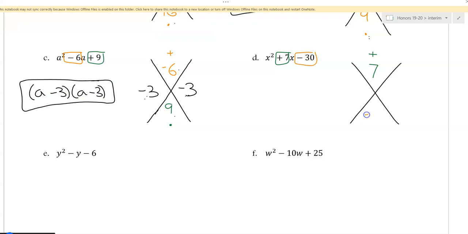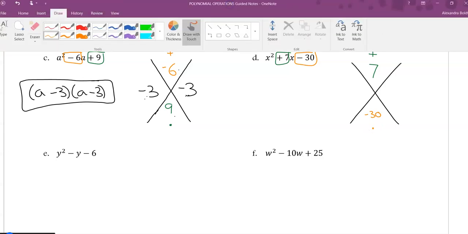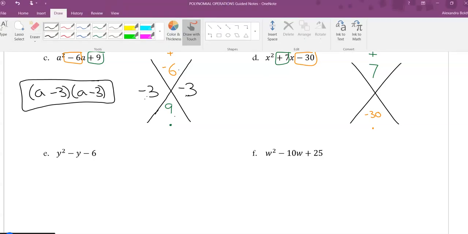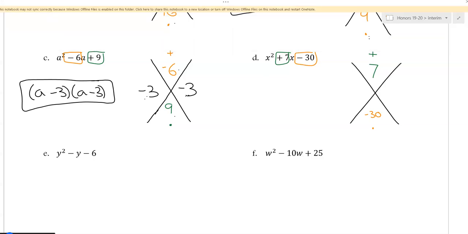If I play around with positives and negatives, when I make 10 negative, well, 3 plus negative 10 is negative 7. I don't want negative 7, I want positive 7. So I'm going to switch the sign. Negative 3 and positive 10 would give me positive 7. Again, a lot of it is guess and check. You might have to try a few different things before you find the two numbers that work. As you keep practicing, they'll come easier.